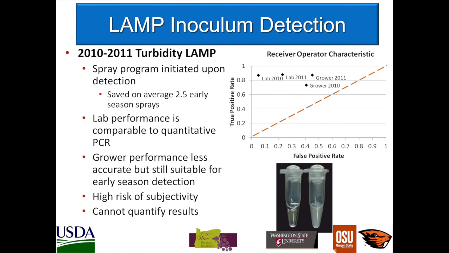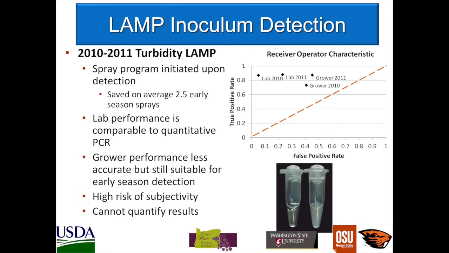But the growers performed the assay. We compared it to the lab. In the lab, we have some difference in positives compared to our qPCR. The growers didn't perform quite as well. We were scratching our head trying to wonder about it. But then when we looked at the disease data, we're like, well, does this really matter?